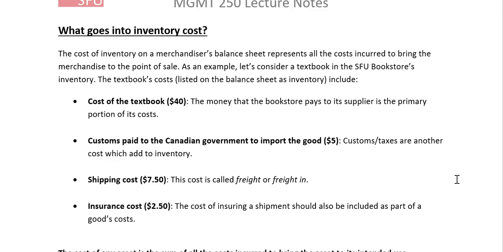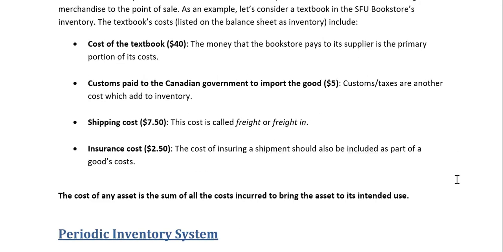And then we have customs paid to the Canadian government to import the good. That's $5. Customs or taxes are another cost which add to inventory. And then we have to pay for shipping, $7.50. The cost is called freight or freight in. We have insurance cost. So when we ship something, we don't want it to go missing, so we pay for insurance. $2.50. The cost of insuring a shipment should also be included as part of the goods costs.